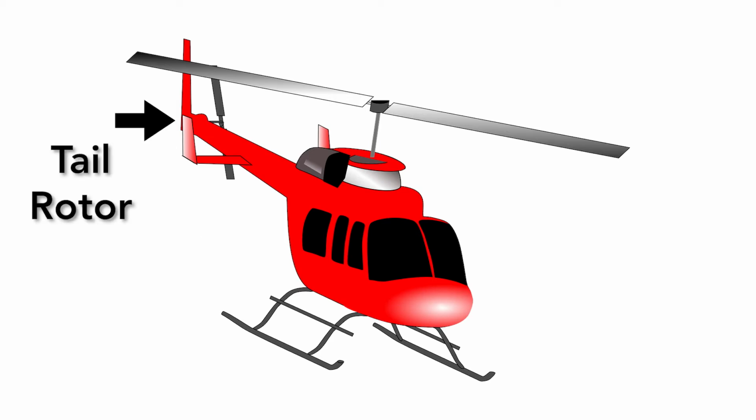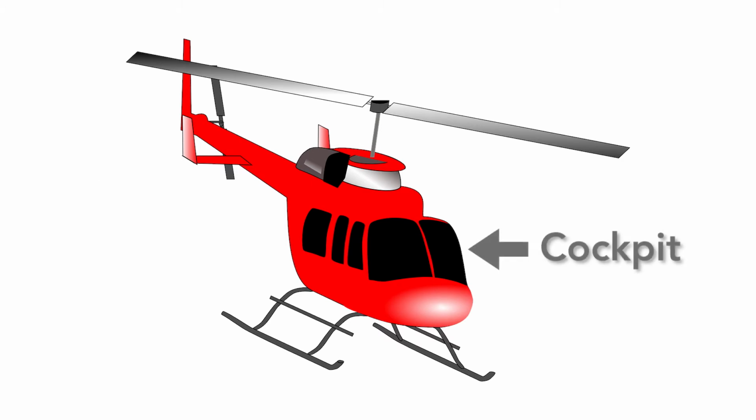Tail rotor. That is the small propeller fitted to the rear of the helicopter to go against the torque reaction of the main rotor and prevent the body of the helicopter from rotating in an opposite direction. A torque is the force that causes opposite rotation. And the cockpit. This is the place where the pilot controls the helicopter.